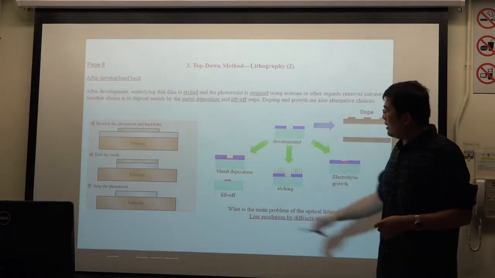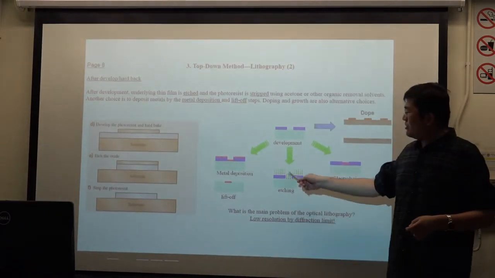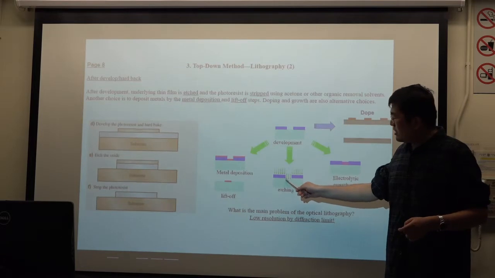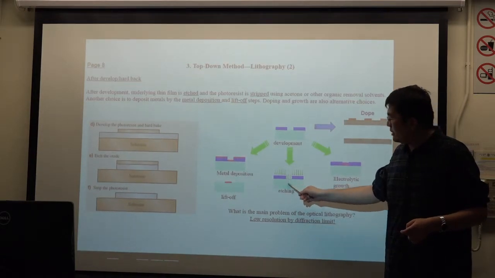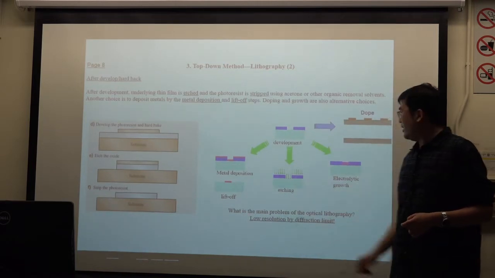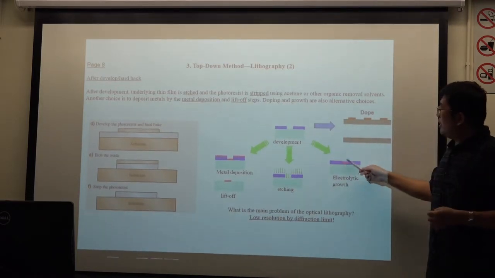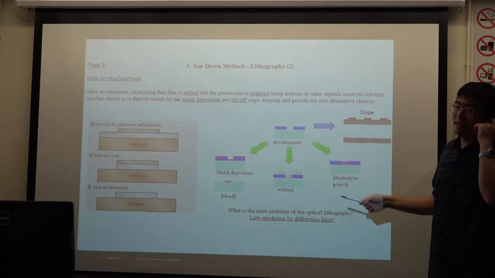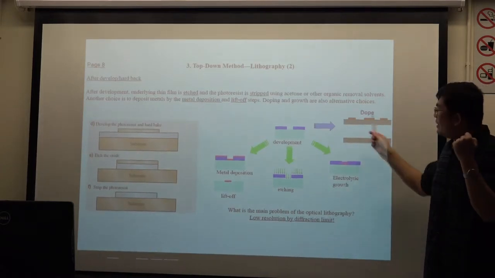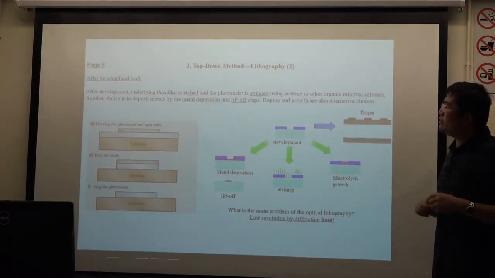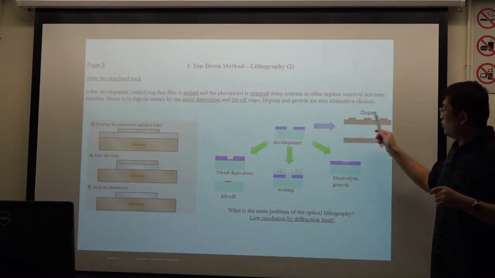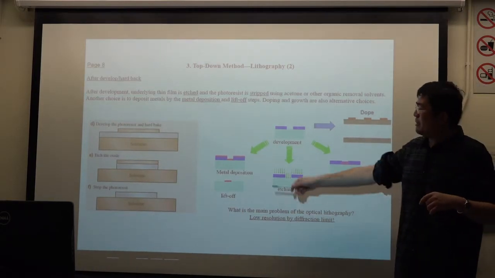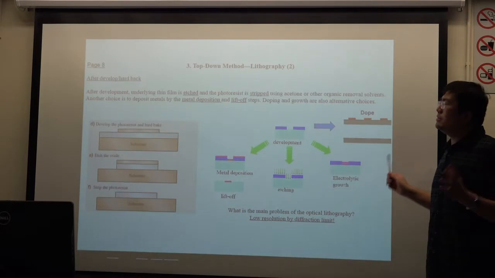Another choice is you can etch the outside silicon part. You can also dope, or do grooves. This is after the lithography. After lithography, you have many different choices: you can dope, you can etch, you can lift off, and many more.